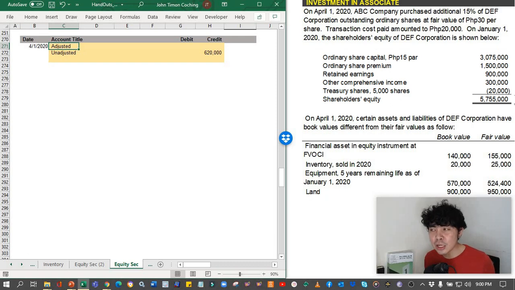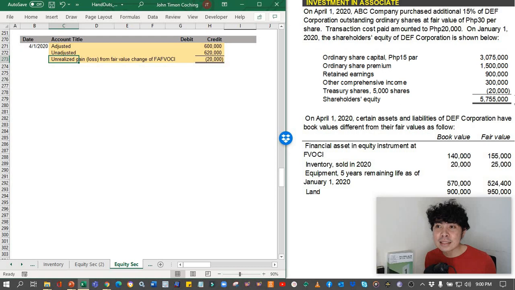So, 20,000 shares times 30 pesos per share, that is 600,000 pesos. So, from 620,000, dapat gawin siyang 600,000 pesos. So, may difference siya. Magkano yung kanyang difference? So, ang kanyang difference is 20,000 pesos, which is negative. So, kung negative yan ay isang loss. So, unrealized loss from fair value change of a financial asset at fair value through other comprehensive income.